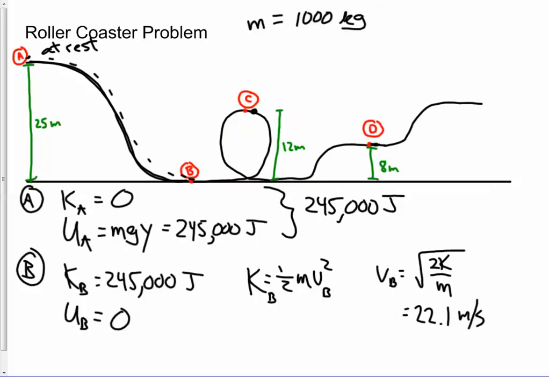Okay, on to problems. So we had started a roller coaster problem in class, and I just want to complete it. So this would be an example of conservation of mechanical energy. Because we have a roller coaster that starts up here at rest. I gave you the mass of 1,000 kilograms. And it's going to go along the roller coaster. And it's isolated.